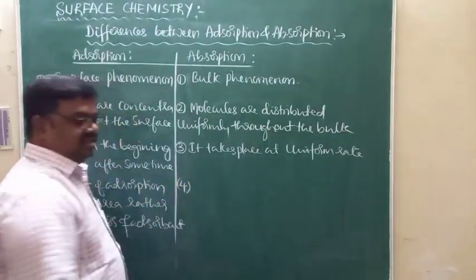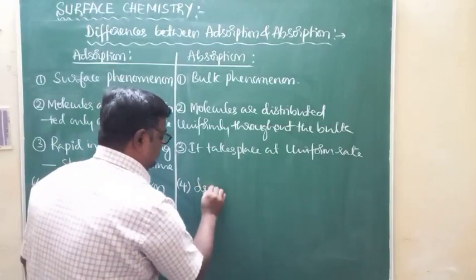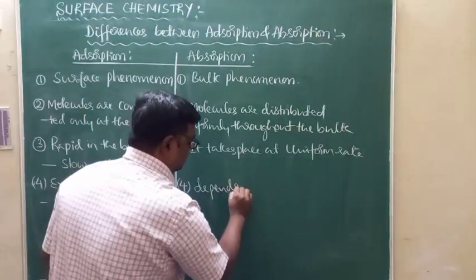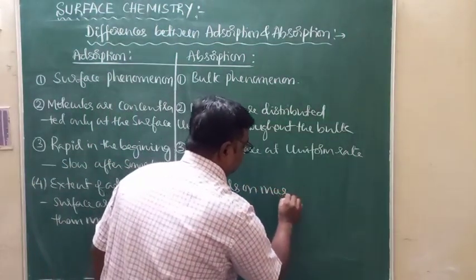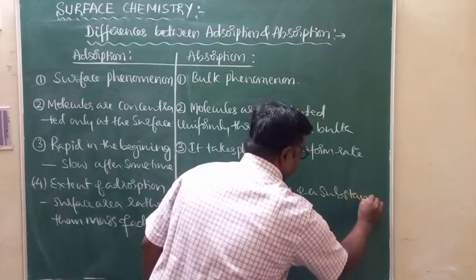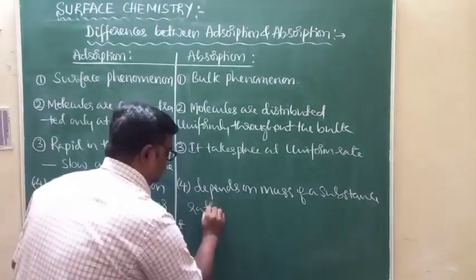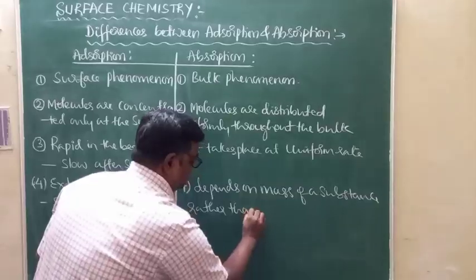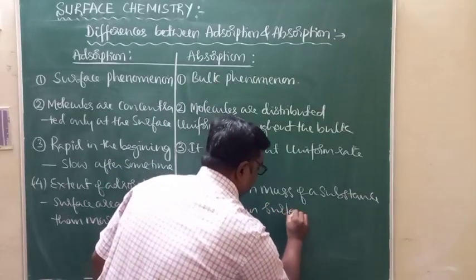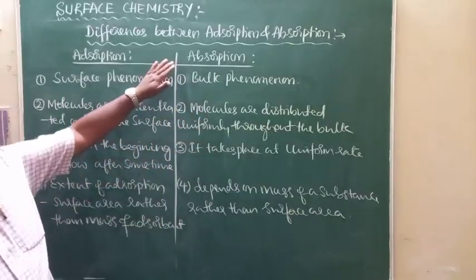So in the fourth difference here, the extent of absorption depends on the mass of a substance rather than the surface area of the substance. That is one more important point.